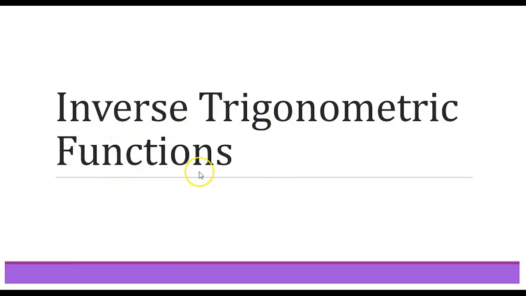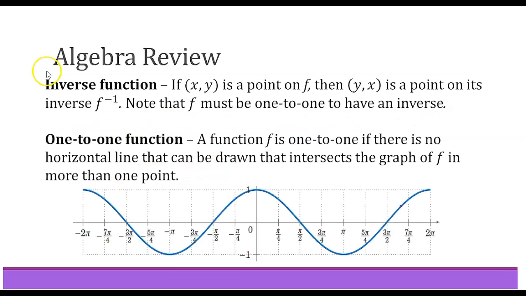Inverse trigonometric functions. Before we take a look at inverse trigonometric functions, let's do an algebra review and look at what an inverse function is in general. If x comma y is a point on f, then y comma x is a point on its inverse. Here's the notation for f inverse. This is not read as f to the negative 1. Basically, if I have x, y on f, then I switch their places, and y, x is on its inverse.